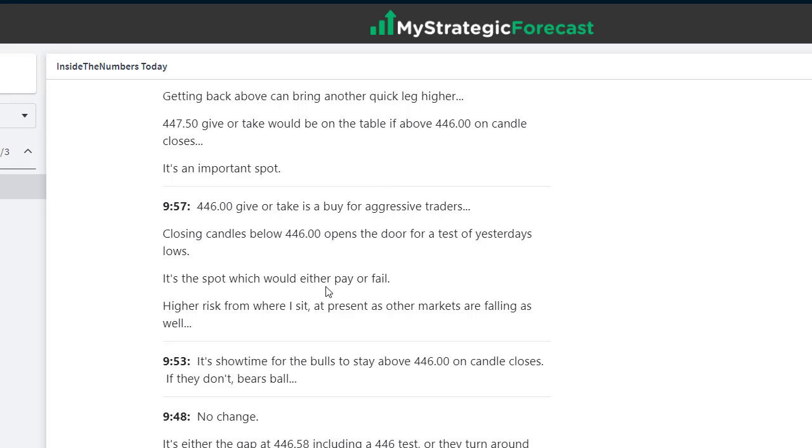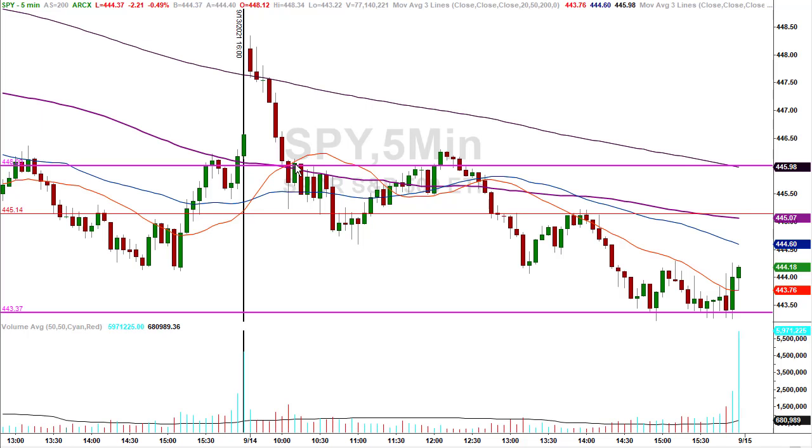9:57, 446 is an important spot. It's an aggressive spot, and it's higher risk right here. Higher risk. They hovered there, and then they ended up bouncing back and forth in between 445 and 446. They tried to hold it. Here's 446, this line. The red line, the thinner line, is 445.